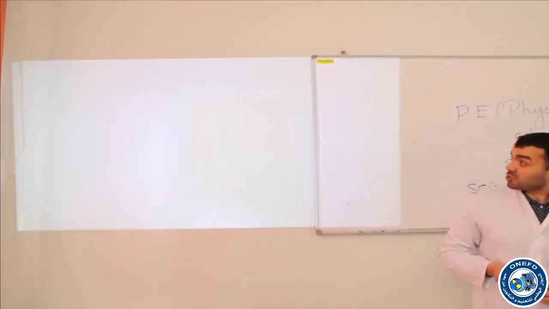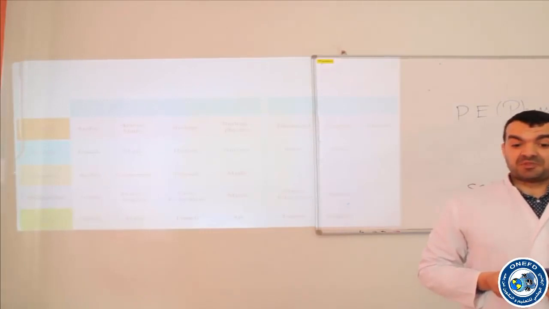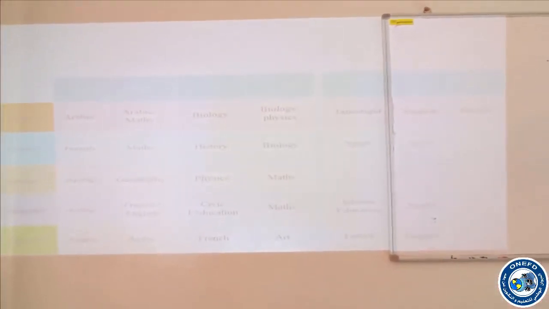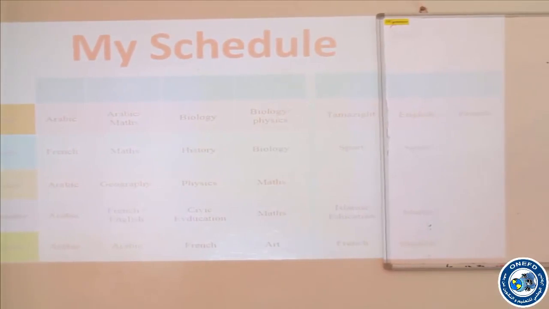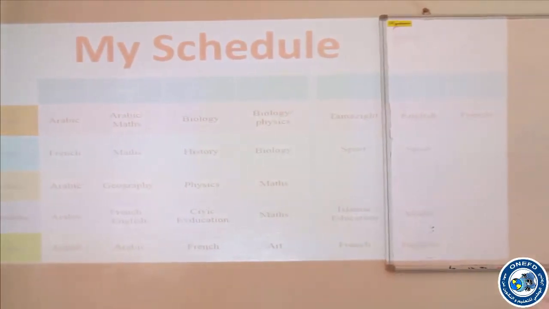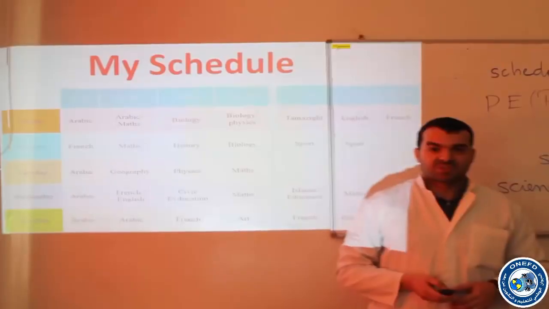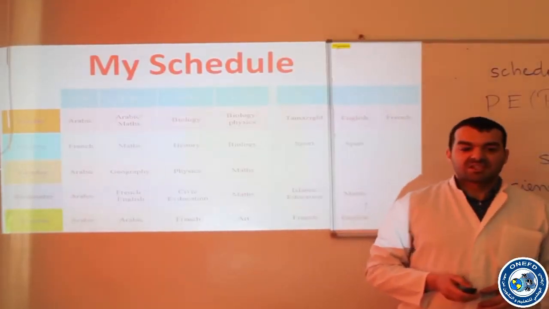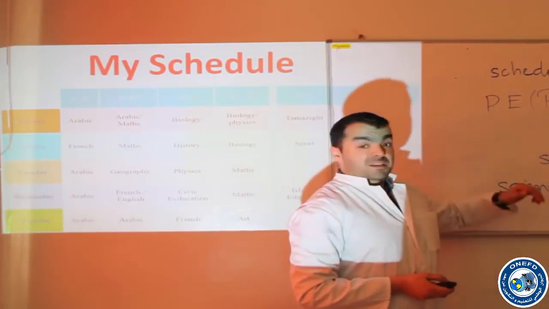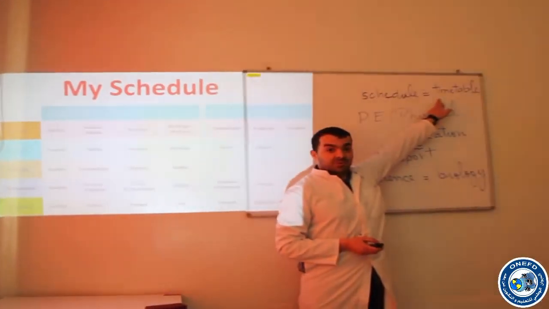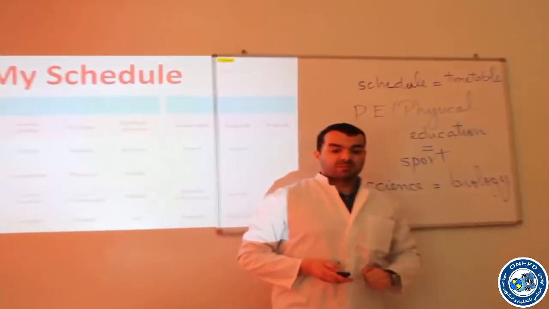Now, what does this picture represent? Okay, we call it schedule or timetable. So, the synonym of schedule is timetable.